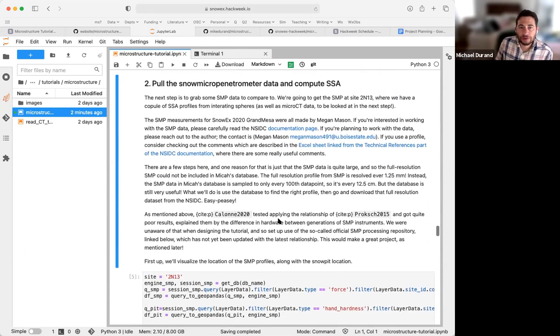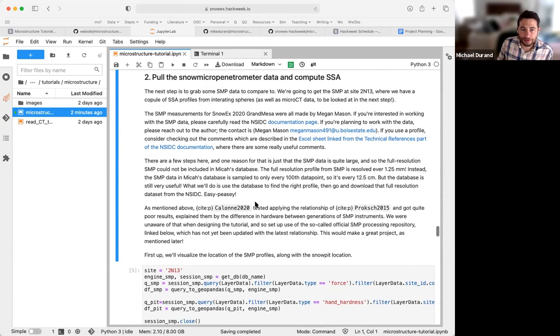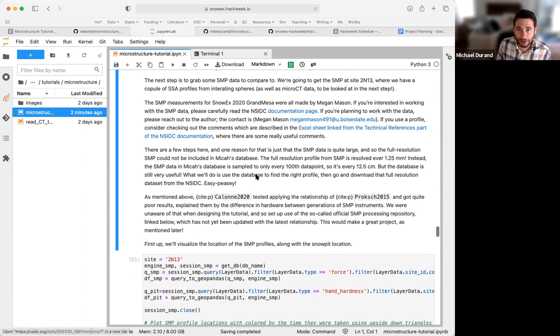Okay, so next we're gonna pull the SMP data and compute the SSA. And so there's a few things to mention here. Megan, again, who you all know by now, is the contact for this data. It's up on the NSIDC.